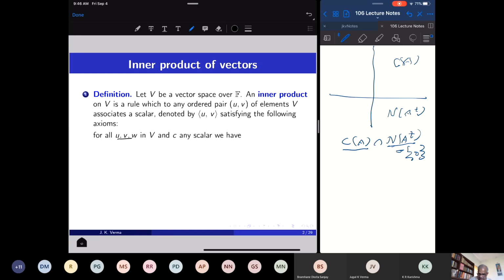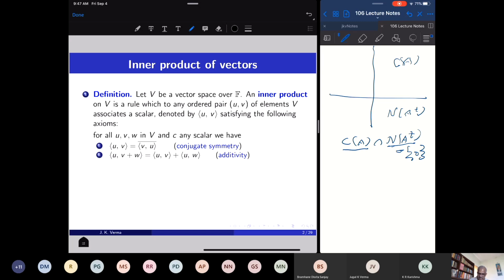So take any three vectors and take any scalar. Then the inner product of u and v should be the complex conjugate of the inner product of v and u. So it is not a symmetric operation. It depends on the order in which you take the inner product. It is order sensitive. So the inner product of u with v is the complex conjugate of the inner product of v with u, and this is called the conjugate symmetry property of the inner product.